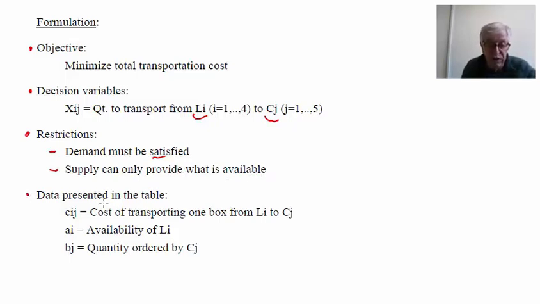Well, we have also information present in the table in which we are going to define these coefficients. So the cost of transporting 1 box from 1 laboratory to a given client is denoted by Cij. The availability from suppliers is denoted by Ei, and the quantity ordered by a given customer is denoted by Bj.